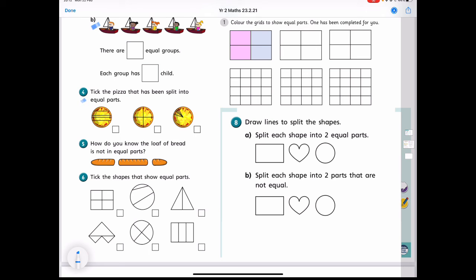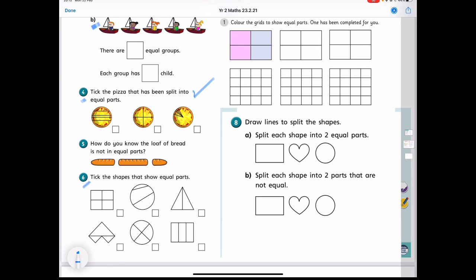Moving on, you've got some more equal group questions here. Question 4 asks you to look at these pizzas and tick the pizza that has been split into equal parts. Remember, equals means the same. Question 5, you need to write an answer out. You need to prove what you think, do some reasoning. So it says, how do you know the loaf of bread is not in equal parts?